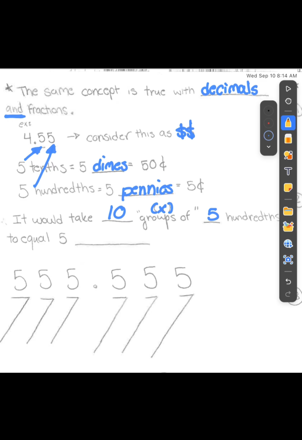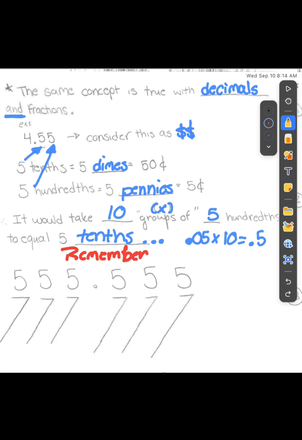Now with this, you really need to know your place values, starting off all the way with the smallest one, which is the thousandths. And we're eventually going to have to work up to the billions place, but not today. So 0.05 times 10 is 0.5, which is what we just talked about. So these are the place values that we need to be able to focus on and understand.